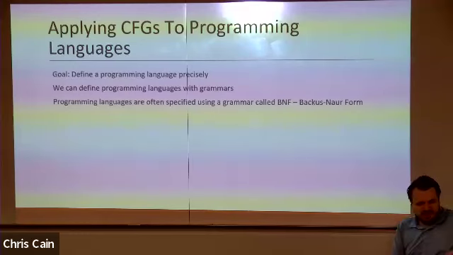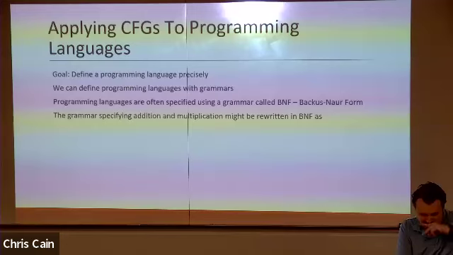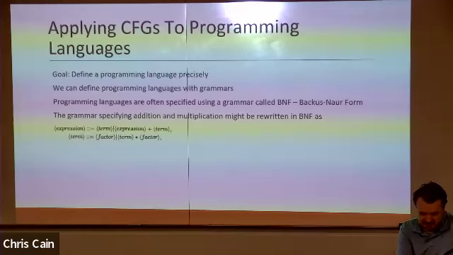Usually, programming languages are specified using a grammar form that is called BNF, Backus-Naur form. We're going to go into exactly what this means as well. So the grammar specifying addition and multiplication, if we wanted to rewrite this in BNF, would look something like this.